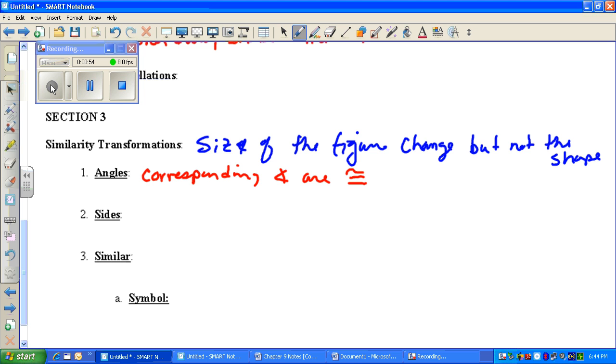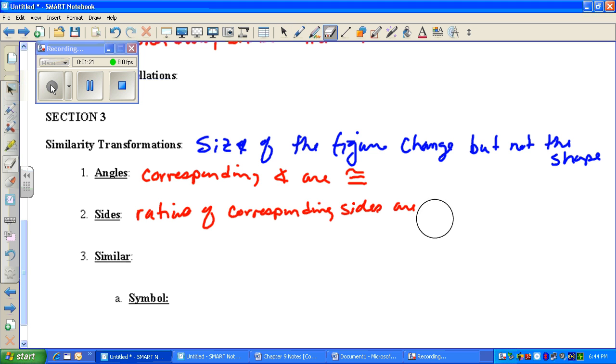The sides are going to be proportional. Now, not just any sides, but basically the ratios of the corresponding sides. So they have to kind of line up, and that ratio, which would be a division, we are going to show that they are proportional. We talked a little bit about proportions in chapter 6. And so when we do our exploration on this, you'll see what we mean by proportionals.